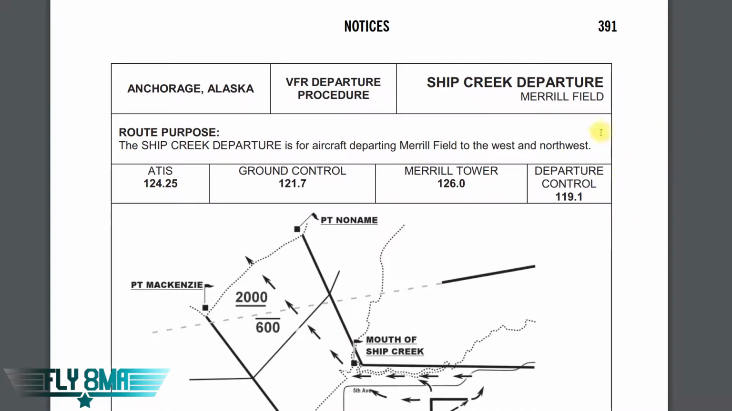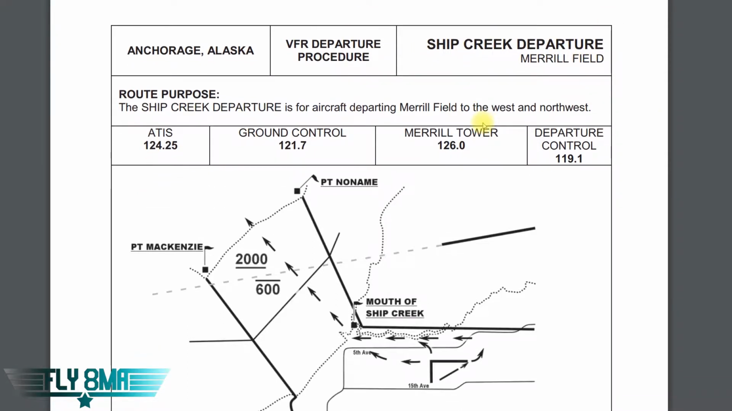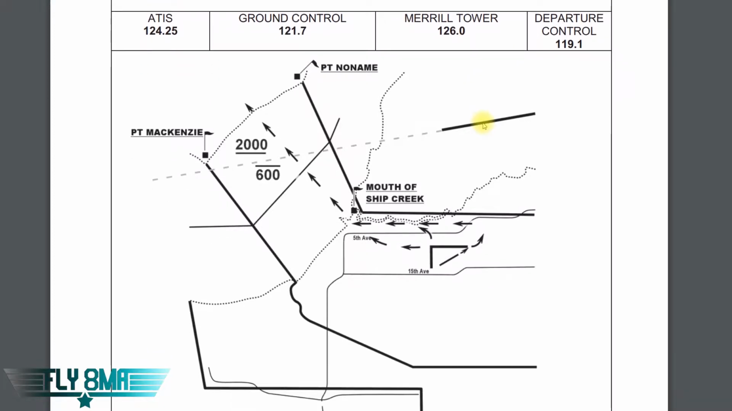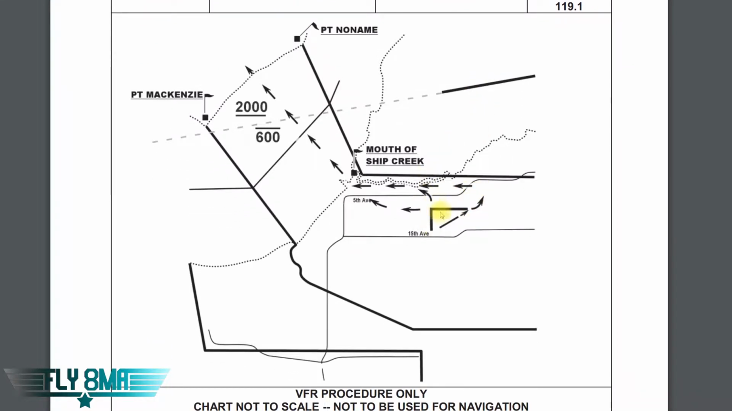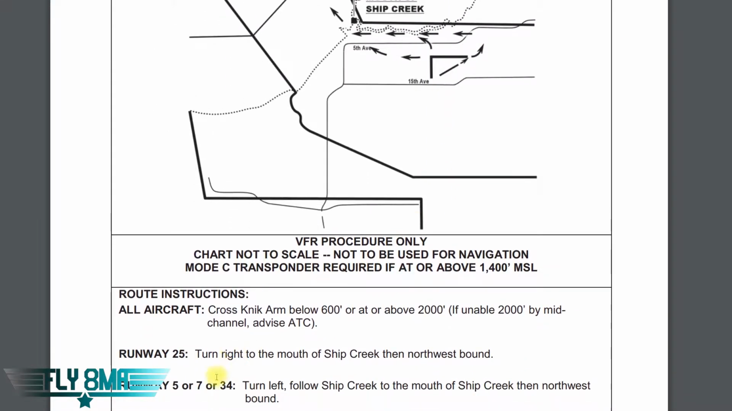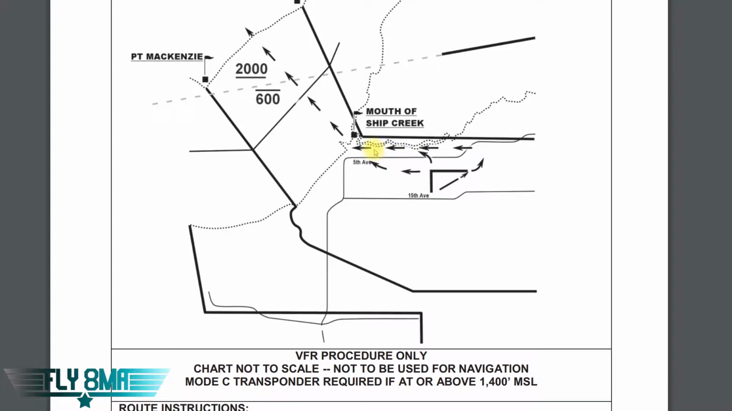The next plate we come across in the chart supplement is the Ship Creek departure from Merrill Field, and the Ship Creek departure is fairly straightforward. What it's telling you is that when you take off of any of these runways here, right? So when you're taking off of runway, say 2-5, for example, turn right to the mouth of Ship Creek and then northwestbound. So what they want you to do is find the mouth of Ship Creek. Don't go past it because that's going to be Elmendorf's airspace right here.